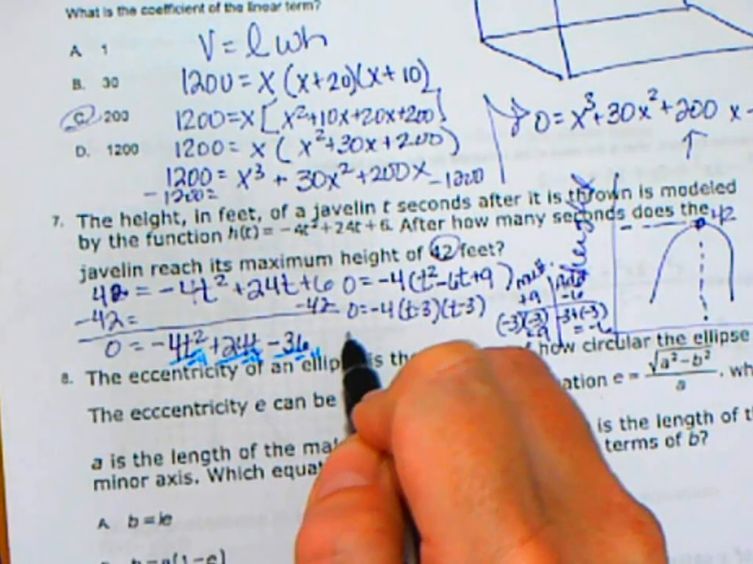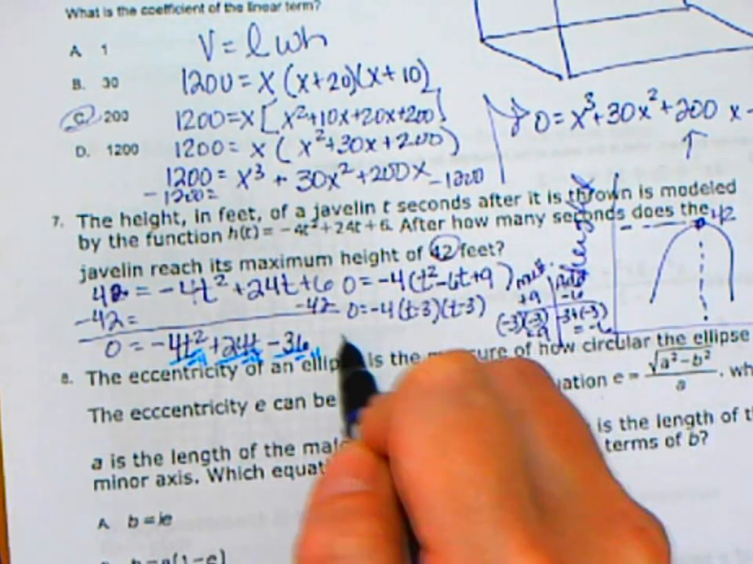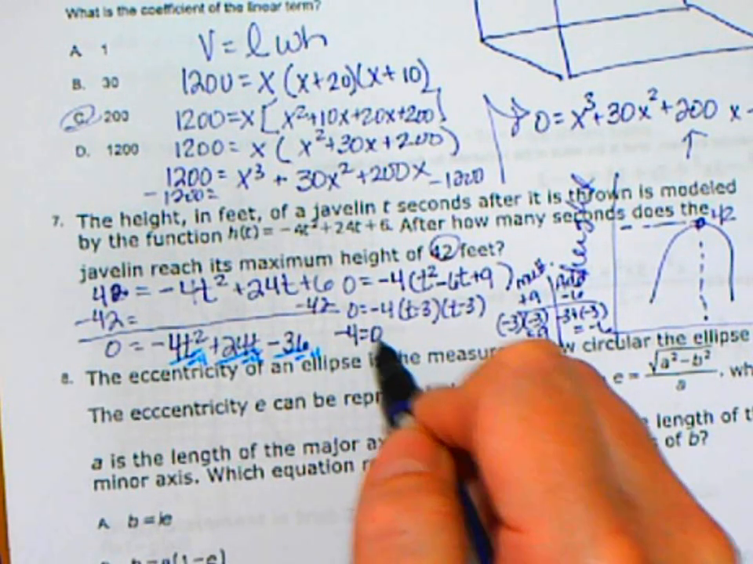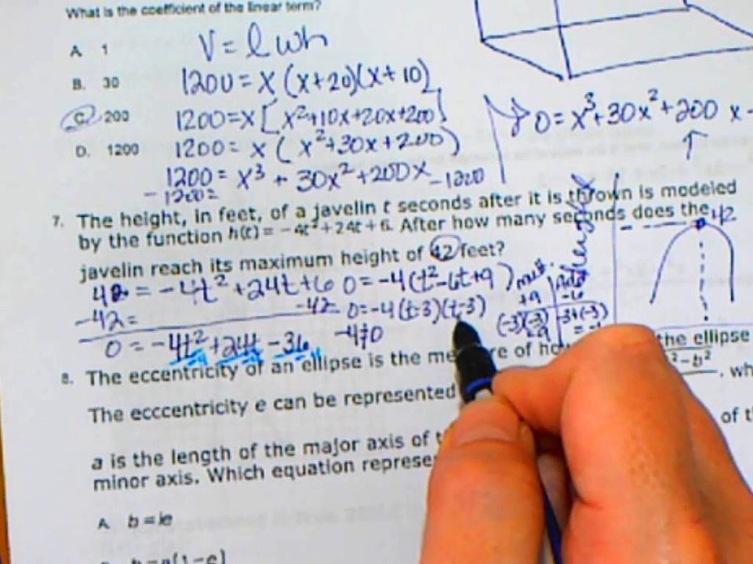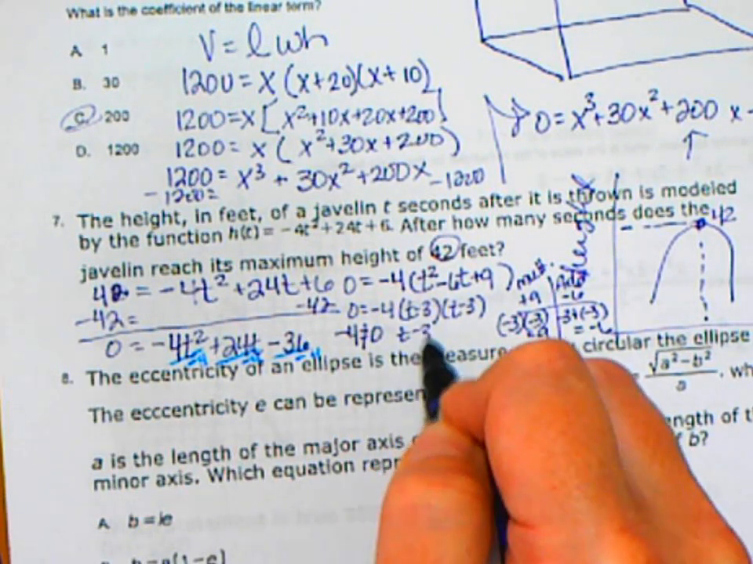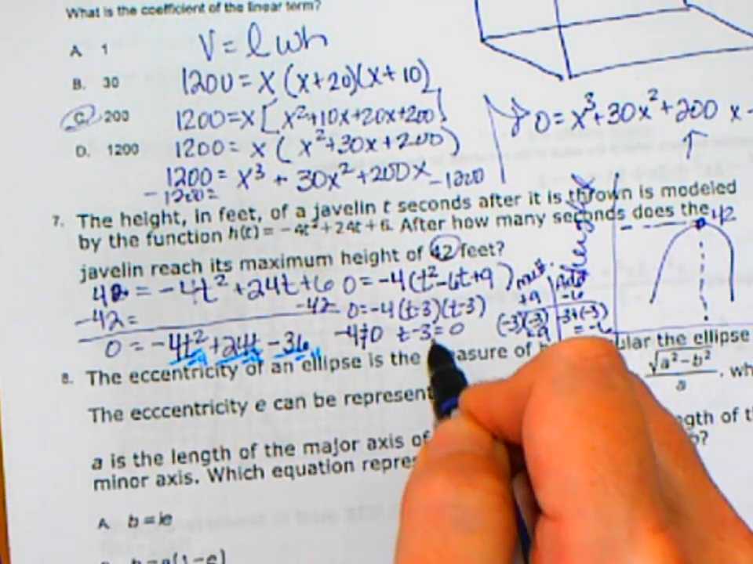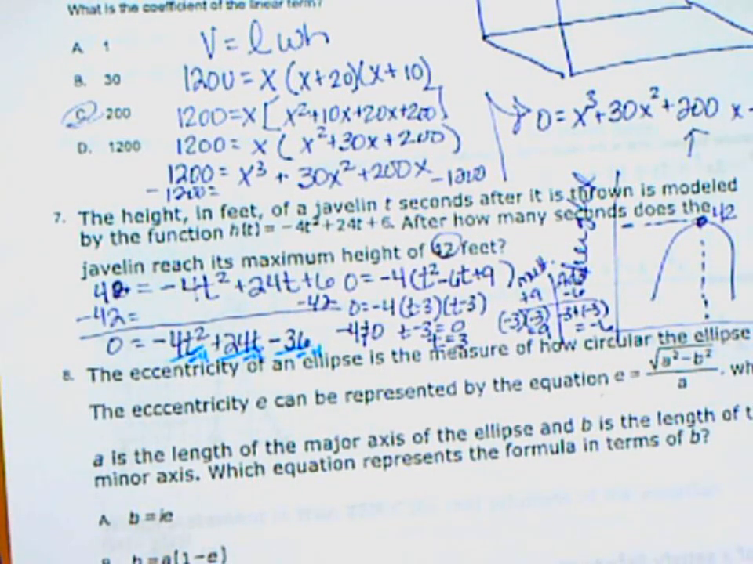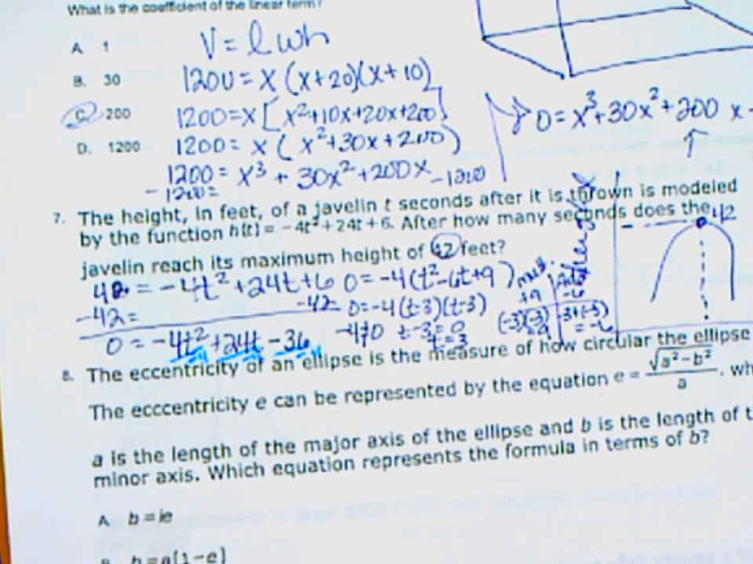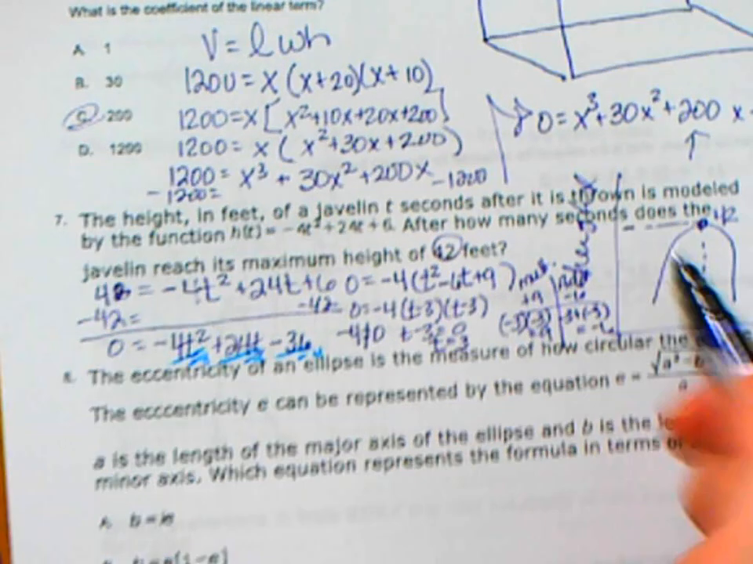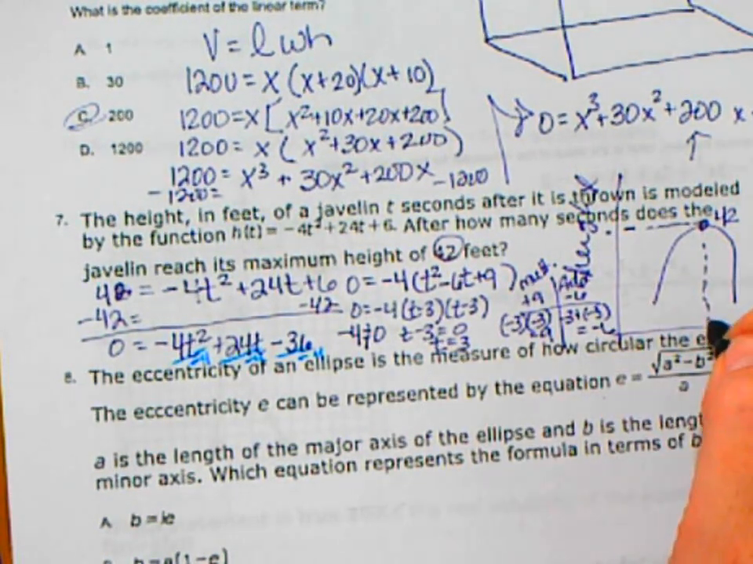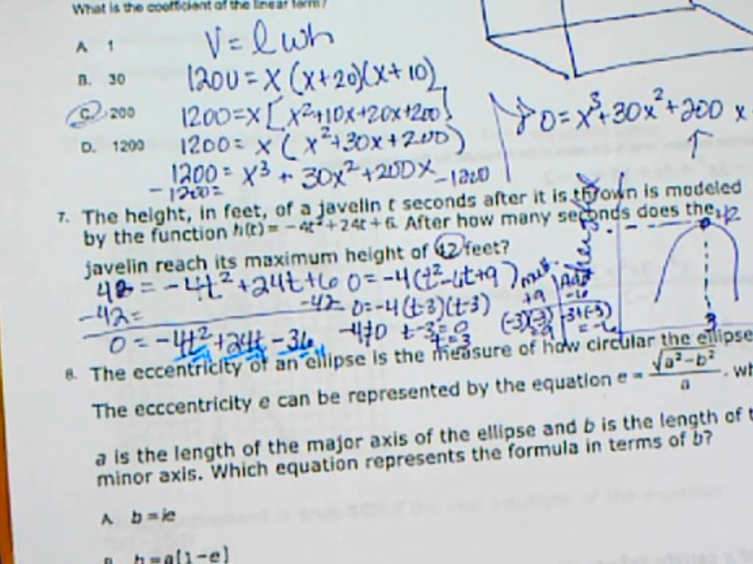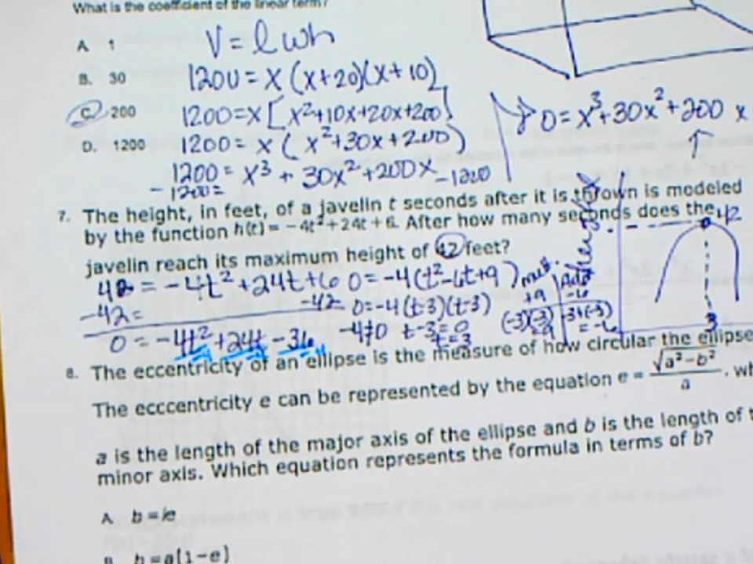Now I'm going to set my factors equal to 0. If I set negative 4 equal to 0, is that going to give me a solution? No. These two are the same, so I don't need to set them both equal to 0. So t minus 3 equals 0. Add 3 to both sides, and t equals 3. Have I found my answer? Yes. When y is 42, t is going to be 3, right? So after how many seconds does the javelin reach its maximum height? 3.